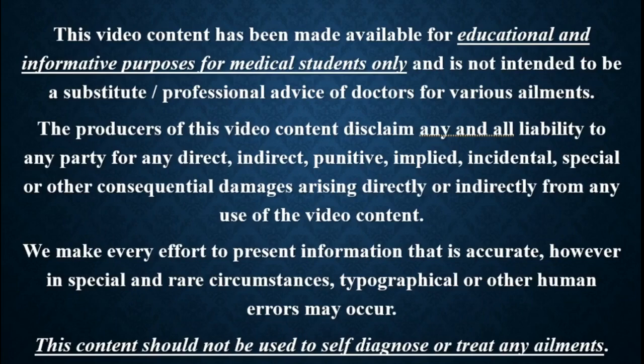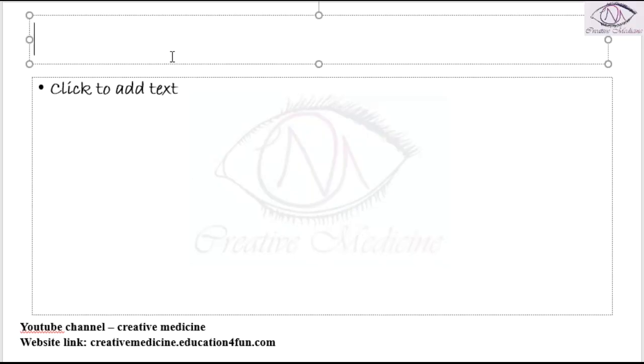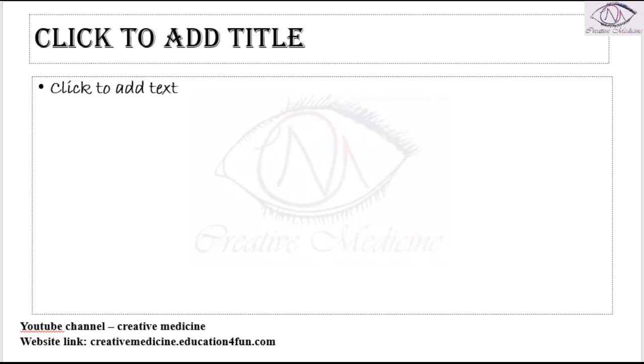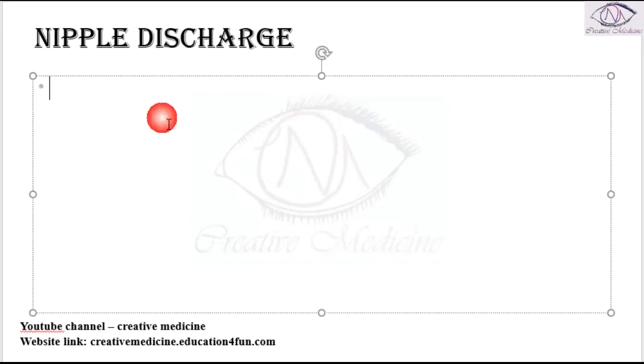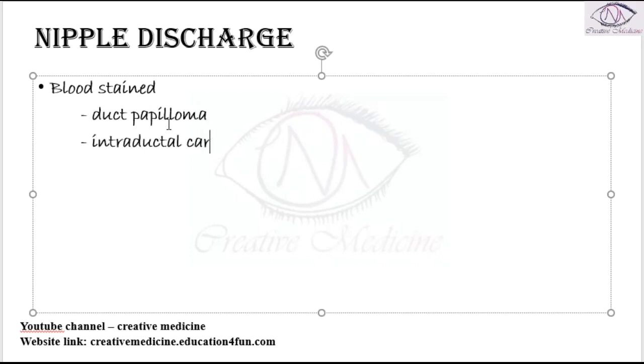In this lecture, we will learn about nipple discharge. Nipple discharge can be blood-stained. Blood-stained nipple discharge is seen in duct papilloma or intraductal carcinoma, or it is seen in duct ectasia. Whereas the second type is serous nipple discharge.